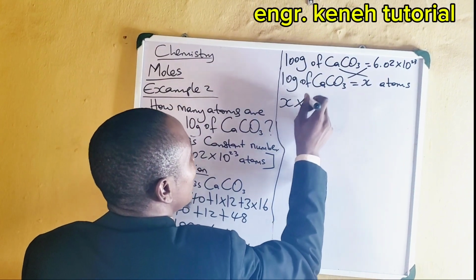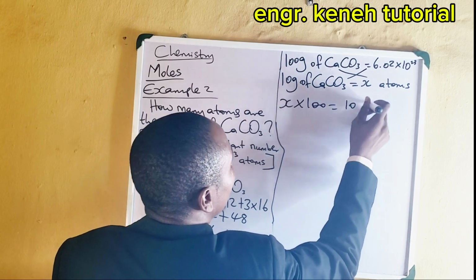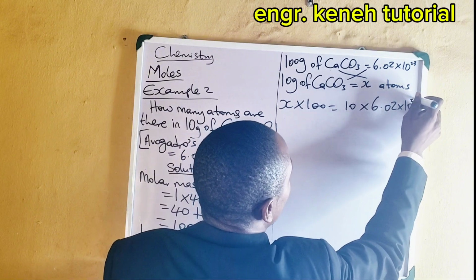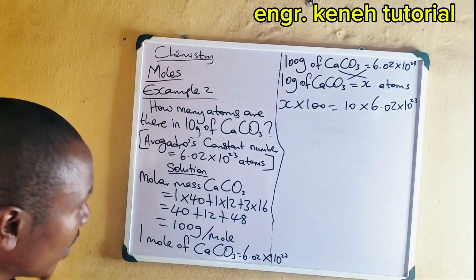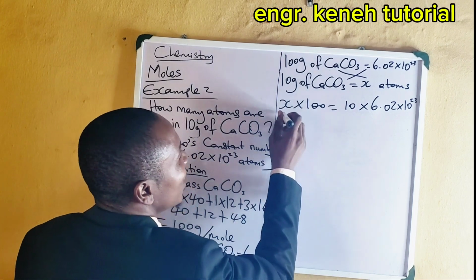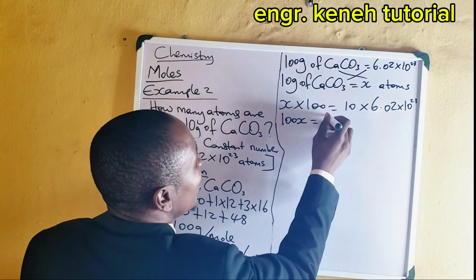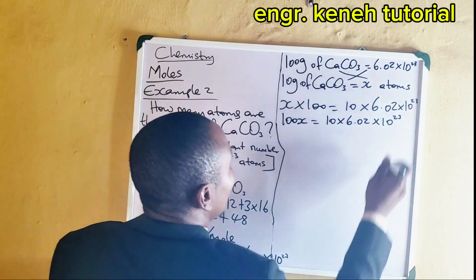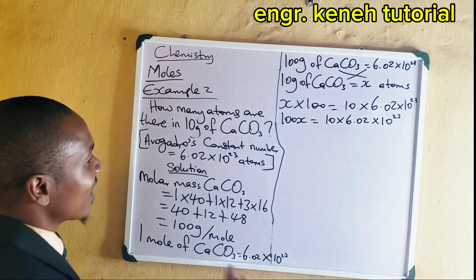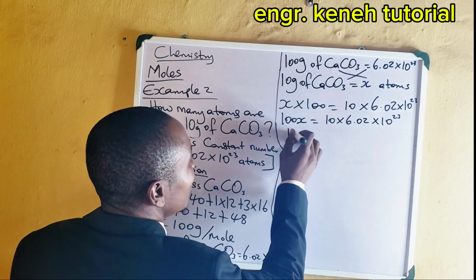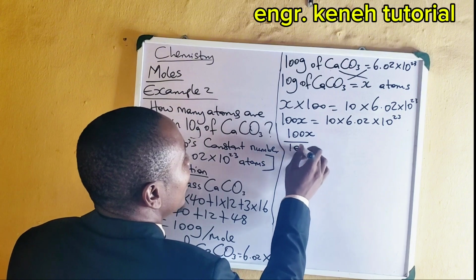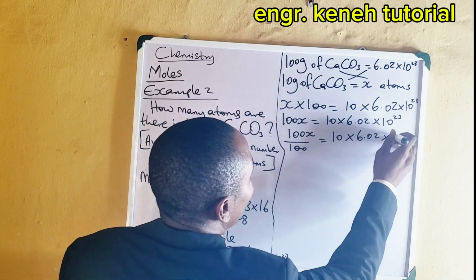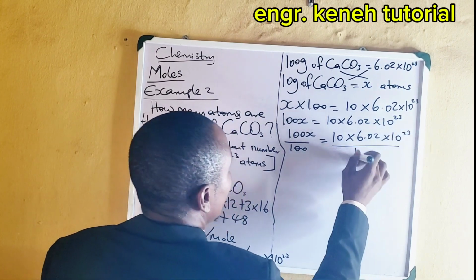So we have that X times 100 is equal to 10 times 6.02 times 10 raised to power 23. Can you see that? All right, so at this point, we have 100x is equal to 10 times 6.02 times 10 raised to power 23. All right, so what do we do? We divide both sides by the coefficient of x, which is 100. We have this divided by 100, and we have this one divided by 100. Can you see that?